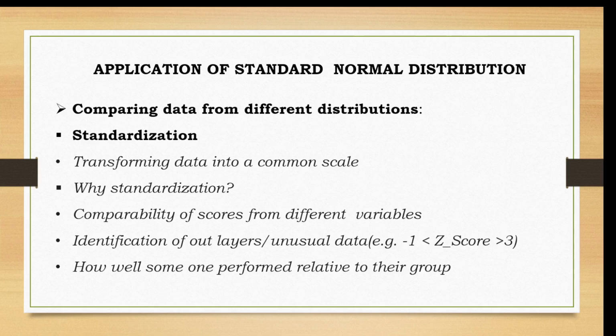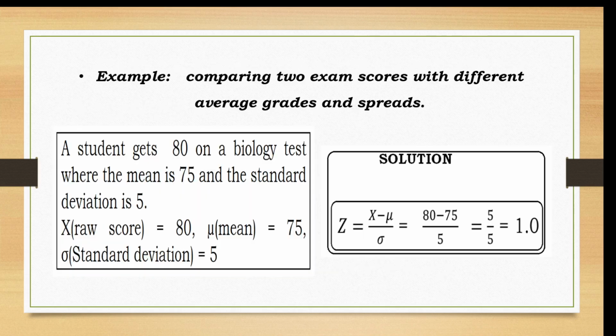In this case, the Z scores greater than 3 and Z scores lower than -1. These are all unusual data, which are outliers. It also helps us to know how well someone performed relative to their group. To deepen our understanding of the concept of standardization, let us look at this example.